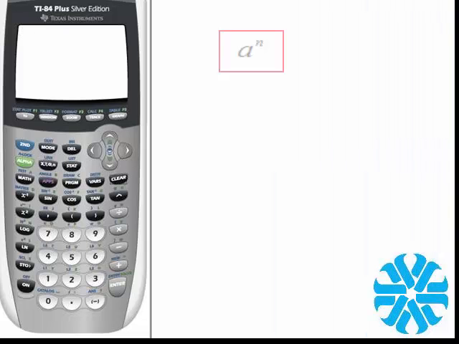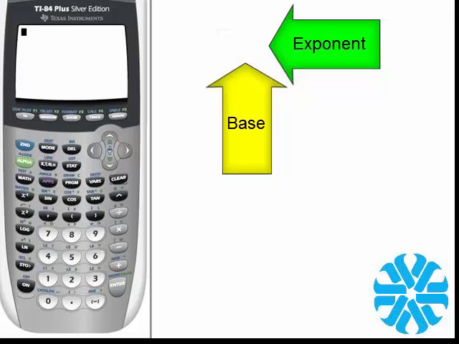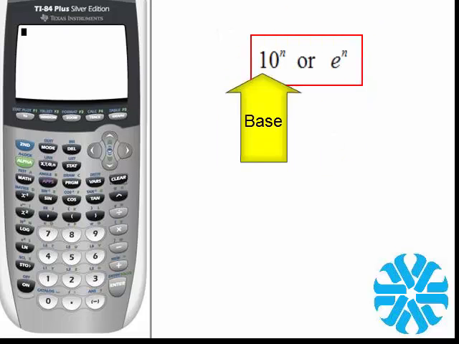In this video, you will learn how to compute exponentials, that is, a to the nth power, where a is the base and n is the exponent. You will also compute some special case exponentials where the base is 10 or where the base is e.